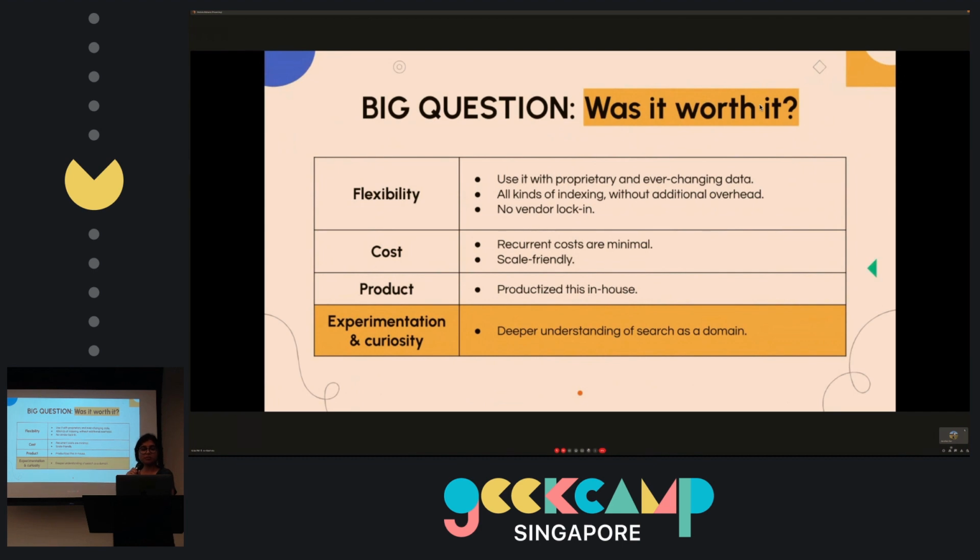But my main takeaway from this project was that it was a lot about experimentation and curiosity. It helped us build a deeper understanding of search as a domain, look under the hood for something that already exists, which is pretty common, and still question the basics. And what was mind-blowing to me was that a pretty simple concept like ngrams could be implemented really cheap, and we got reasonable results. It's not like it fell flat on our face. It worked, and it works in production.